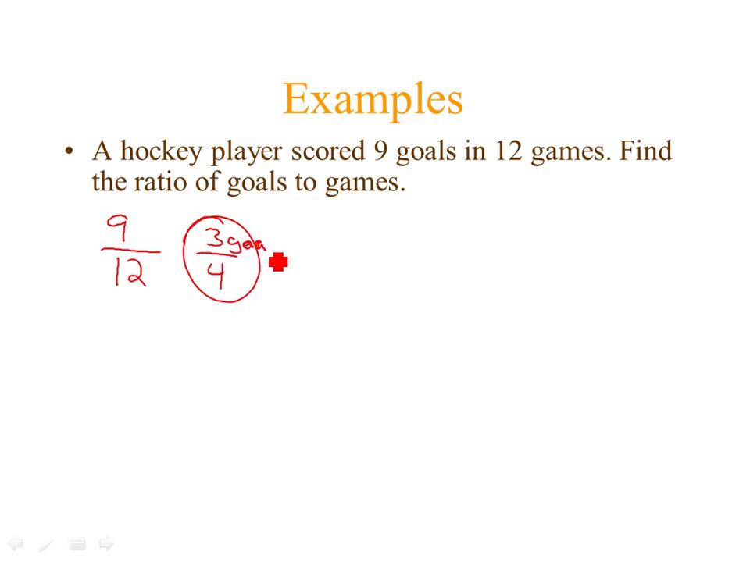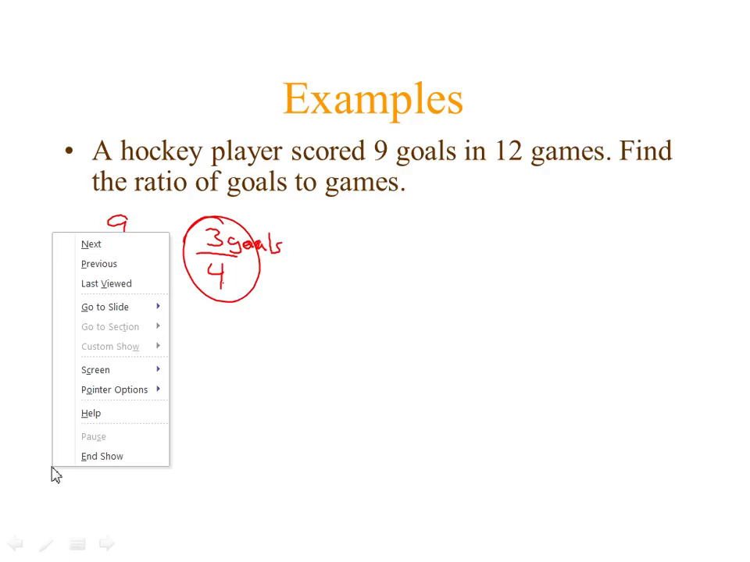Every game, 3 goals, 4 games. Every 4 games, we expect that he's going to score 3 goals. So if he played 40 games, we could expect that he's going to score how many goals? 30 goals. And you could use stuff like that to figure that out, but that's just doing a ratio. So be able to write ratios.